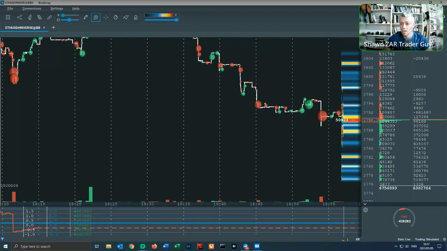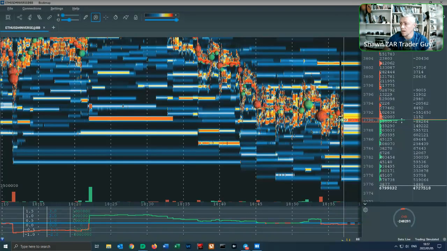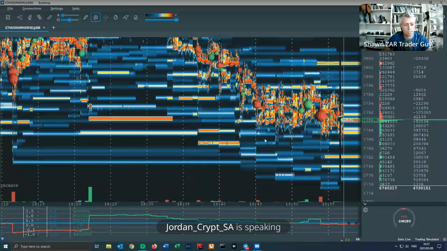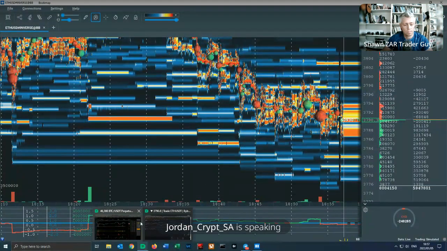So my screen is lagging a little bit. Is it okay on your side, Jordan? Yeah, just take it slow because your audio is lagging slightly.